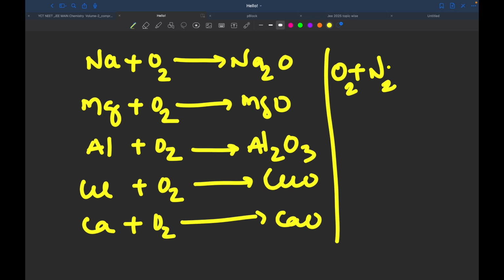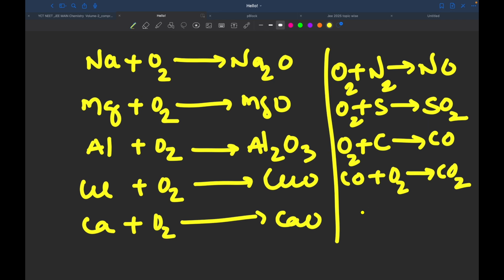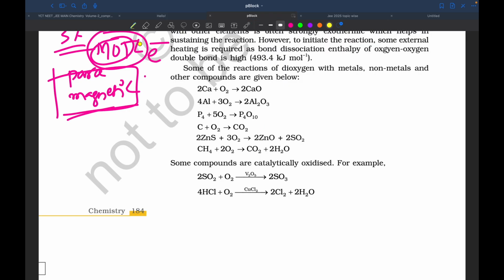It can also react with non-metals. Oxygen plus nitrogen gives us nitric oxide, oxygen plus sulfur gives us sulfur dioxide gas, and oxygen plus carbon gives us carbon monoxide. Of course, carbon monoxide further reacts with oxygen to give carbon dioxide. Even nitric oxide further reacts with oxygen and gives nitrogen dioxide. These types of reactions are very common here.